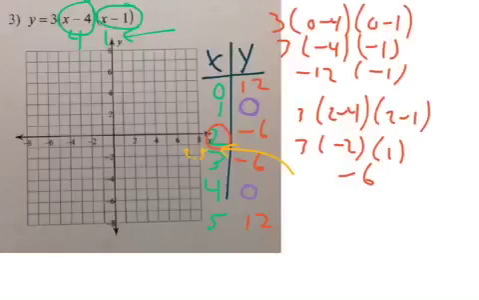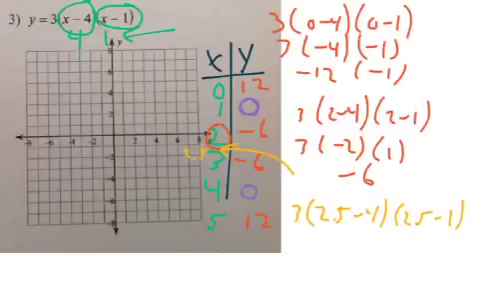2.5. Okay, so I'm actually going to do it one more time with 2.5. So here I go. 3 times 2.5 minus 4 times 2.5 minus 1. 3 times 2.5 minus 4 is negative 1.5, times 2.5 minus 1 is 1.5.